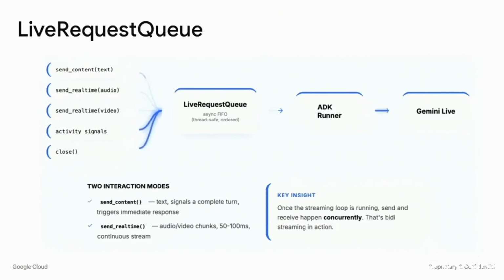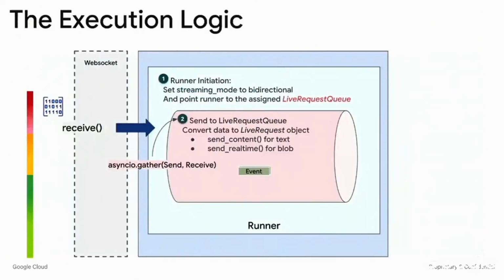We also have send content. Send content is for discrete actions. For example, if you have an image snapshot or text, you can just hit send, and it will trigger reasoning immediately. All of those flow into this live request queue, and they're first in, first out. That is the nature of a queue. And from there, the ADK runner will feed everything to Gemini Live, and Gemini Live can process them.